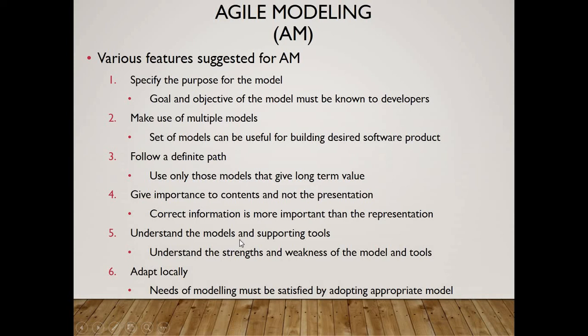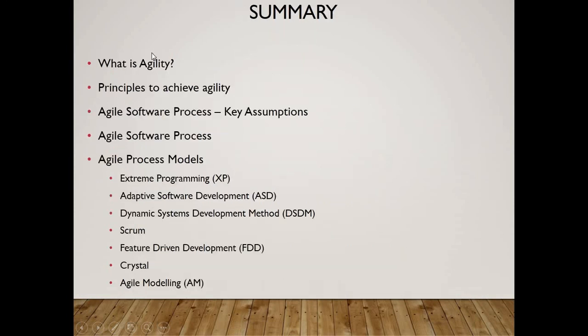Number five, understand the models and supporting tools. In it, understand the strengths and weaknesses of the models and tools. If we are using the extreme programming model for our project, then we should know the strengths and weaknesses of this model. Sixth is to adapt locally. The need for modeling must be satisfied by adopting an appropriate model. So these are the features of Agile modeling.